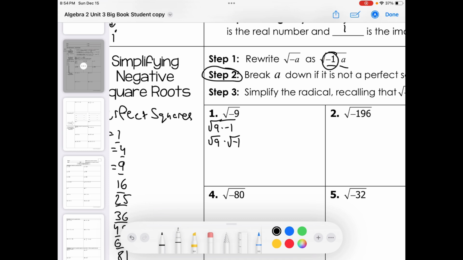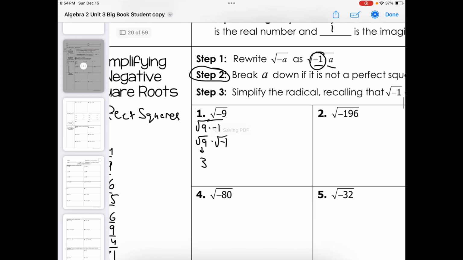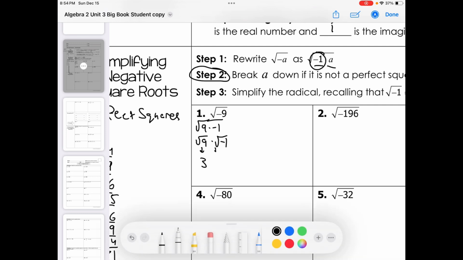The square root of 9, we know how to find. You can put that in your calculator if you weren't sure. But the square root of 9 is 3, because 3 times 3 equals 9. And the new thing that we've learned today is that the square root of negative 1 is the imaginary unit, so this is i. So for this one, that is all we need to do. Turn the square root of negative 9 into the square root of 9 times negative 1, break that down into the square root of 9 times the square root of negative 1. The square root of 9 is 3, and the square root of negative 1 is i. So our answer will be 3i.